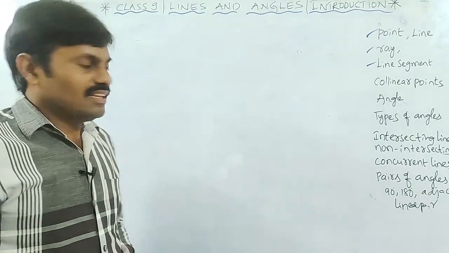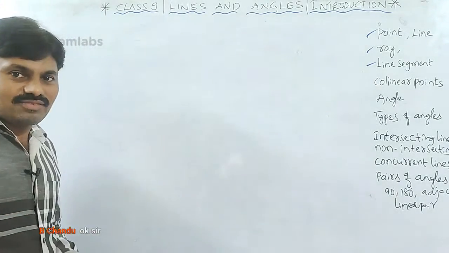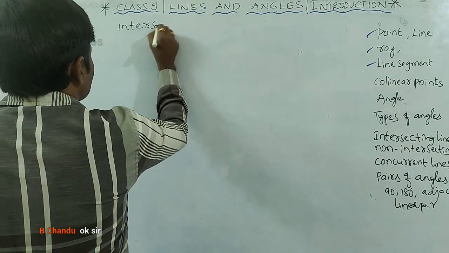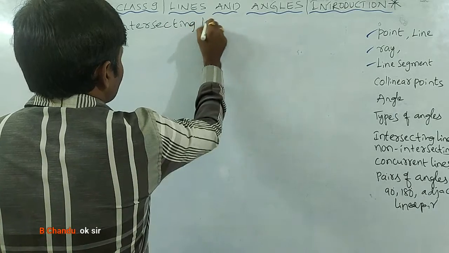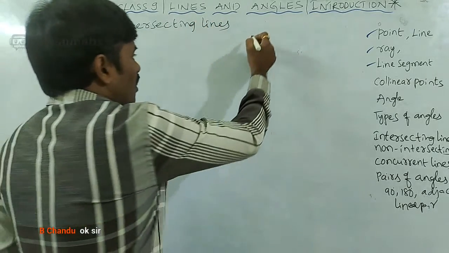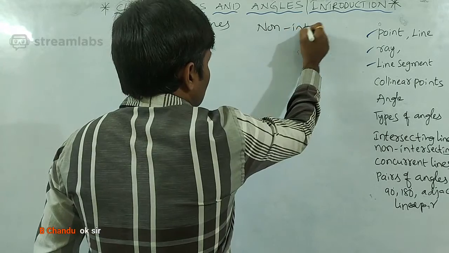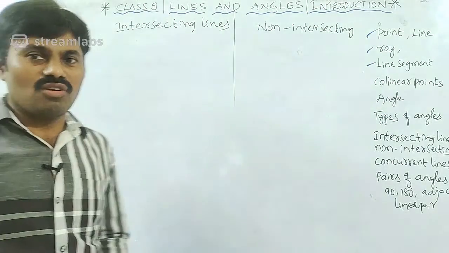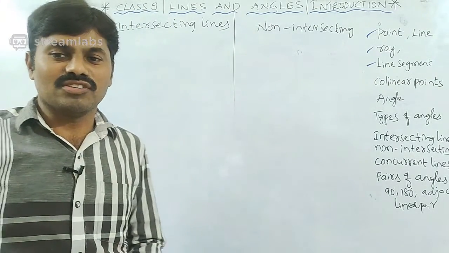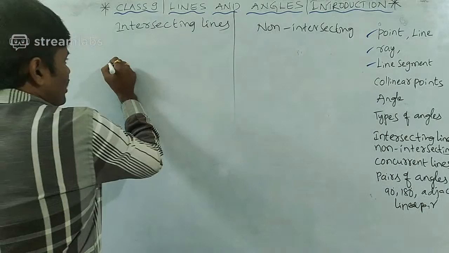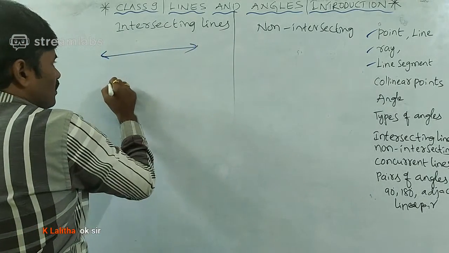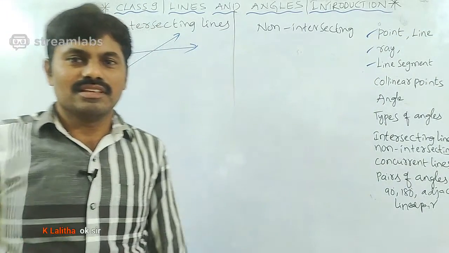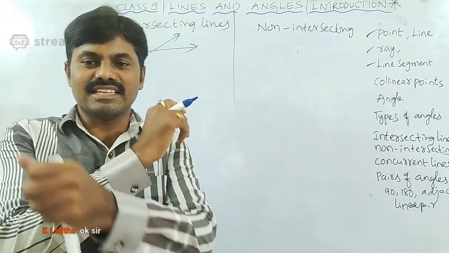Right. Okay, now intersecting lines. See, this is the most important concept, my dear friends. Intersecting lines, non-intersecting lines. What is this, sir? Very simple. We know what intersecting lines are. If you see here, I have taken 2 lines. These are cutting each other at one point.